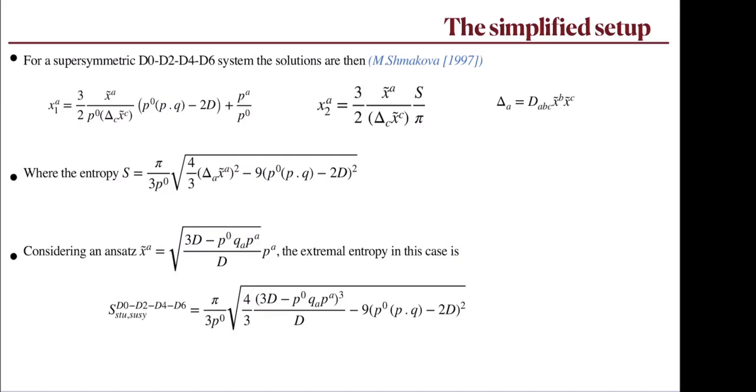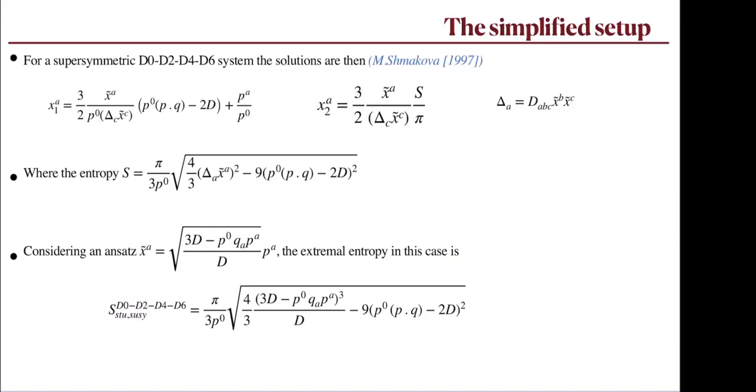These are the attractor solutions that you can get, x1, x2s, and your entropy. This x1, x2s also depend on the value of the entropy. So if you solve it out, what you can do is consider an ansatz for x tilde I, how it should look, and then just putting back, you can calculate the extremal entropy. In this case, so extremal entropy is just, so p's and q's are integers, is it?